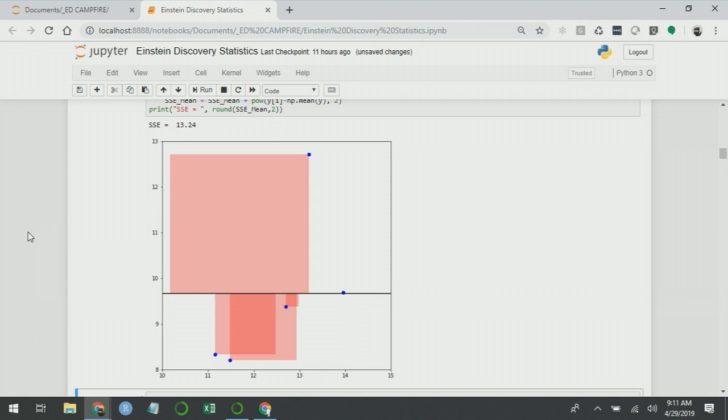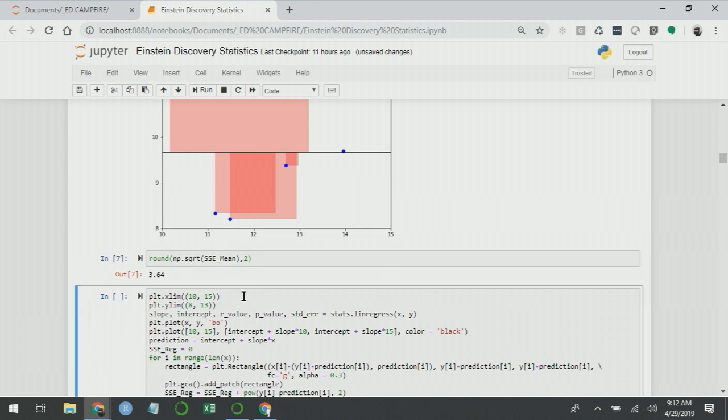As a result, we have to look at squared errors, because if you square negatives, they become positives, and the negatives can't offset the positives in that case. It also has the benefit of allowing us to look at these as squares. So if we take all of these red squares and sum them together, you get a box that's 13.24 units squared.